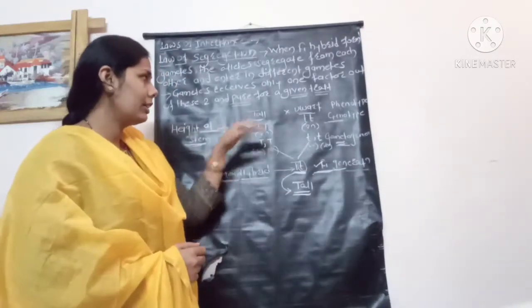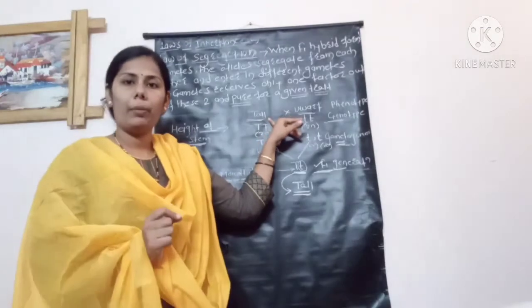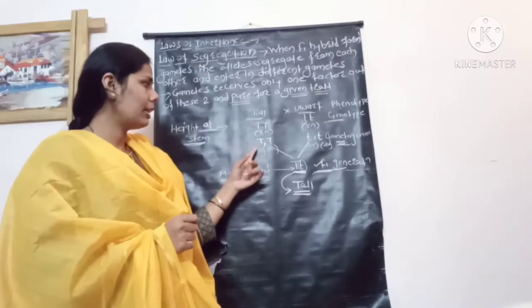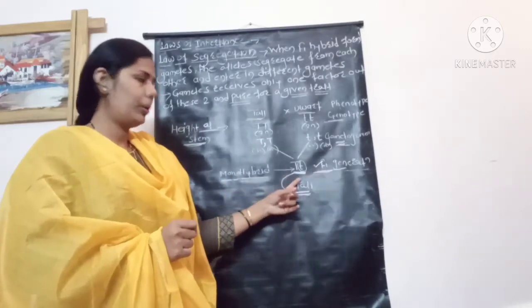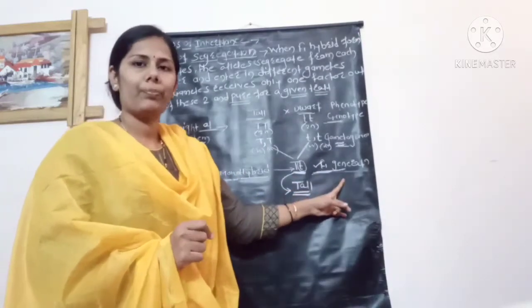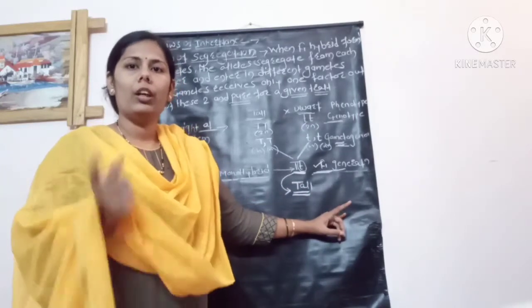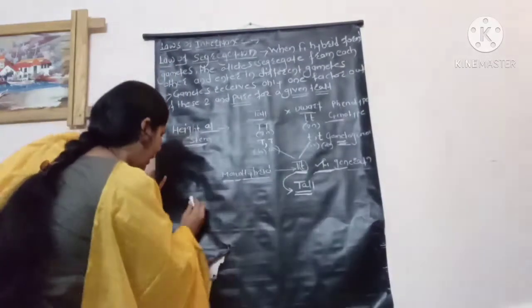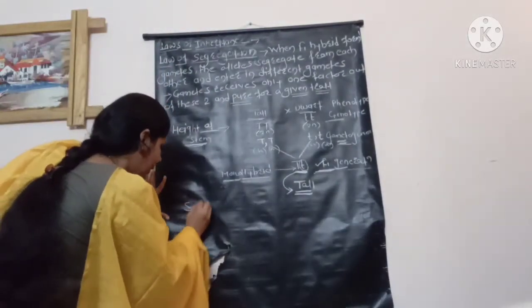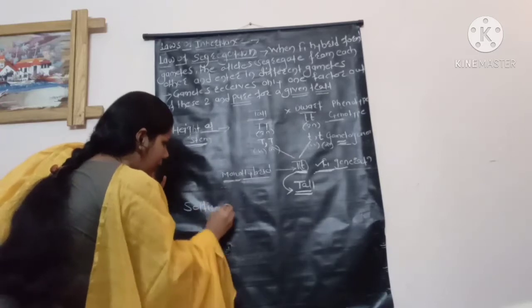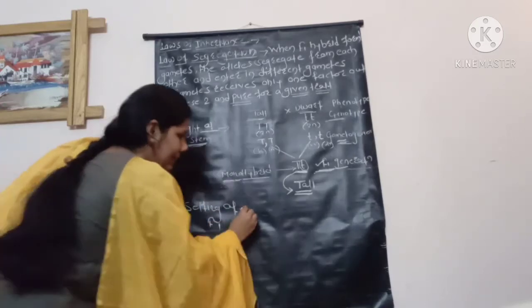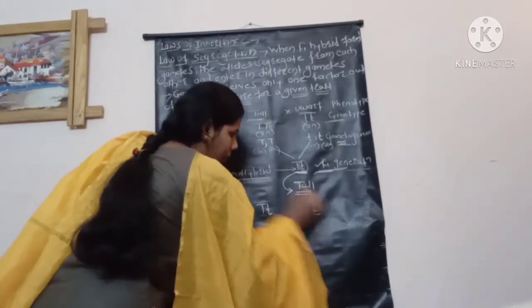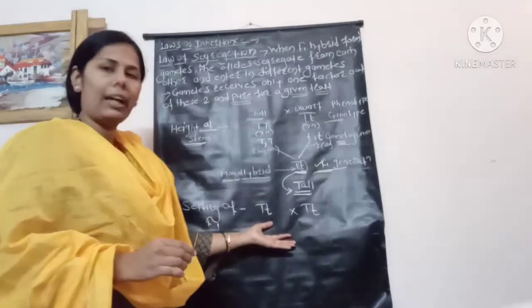Again here see tall and dwarf, these are the pure parents. Pure parents means which are in homozygous condition. They undergo gametogenesis and then fertilization to form the F1 generation. To get the F2 generation, we have to self cross this F1 generation. Selfing of F1 means capital T small t into capital T small t. Both these plants are tall.